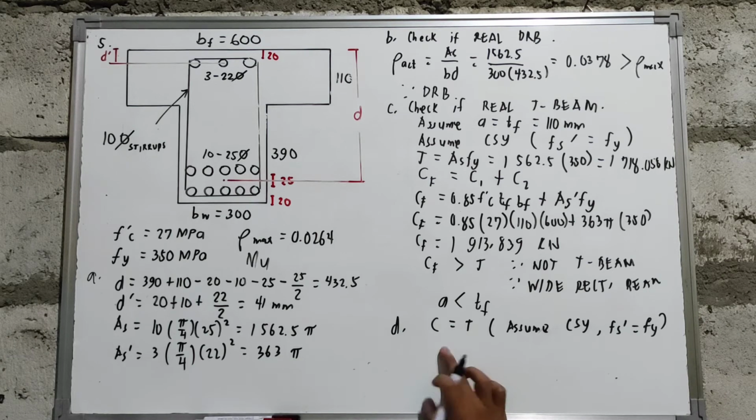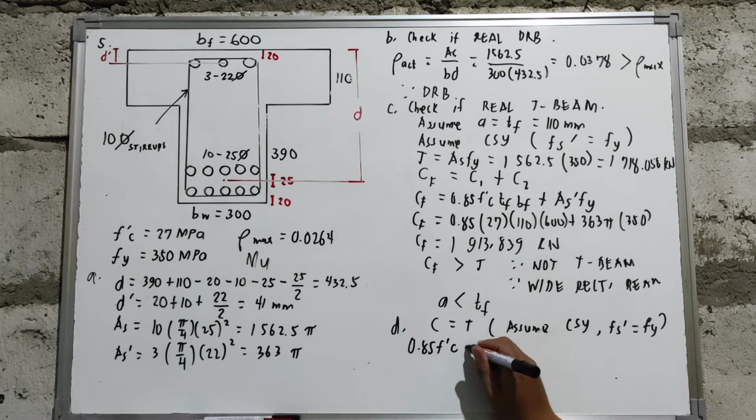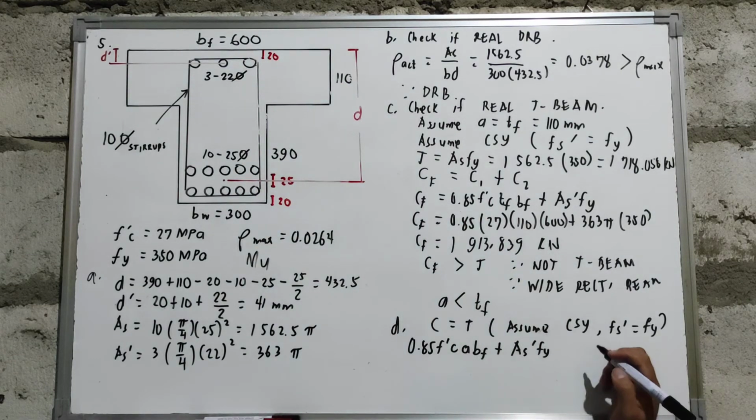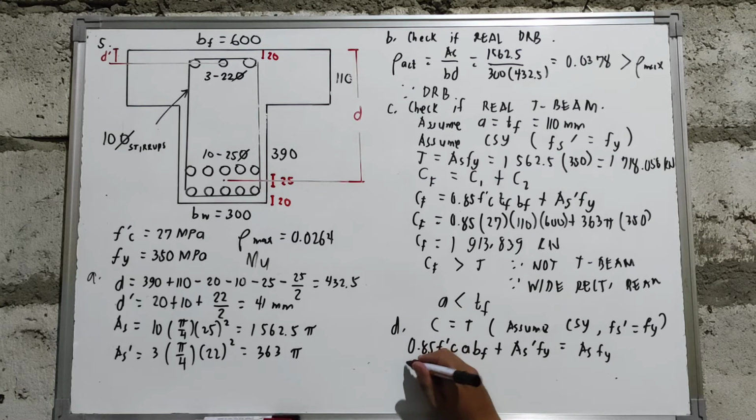So for this, unahin muna natin yung sa konkreto, 0.85 F prime C. The value of your A multiplied by the base of your flange plus yung AS prime Fy. So eto, it is due to the compressive steel bars natin equals yung tension natin na AS Fy. So for this, substitute natin yung mga values natin.